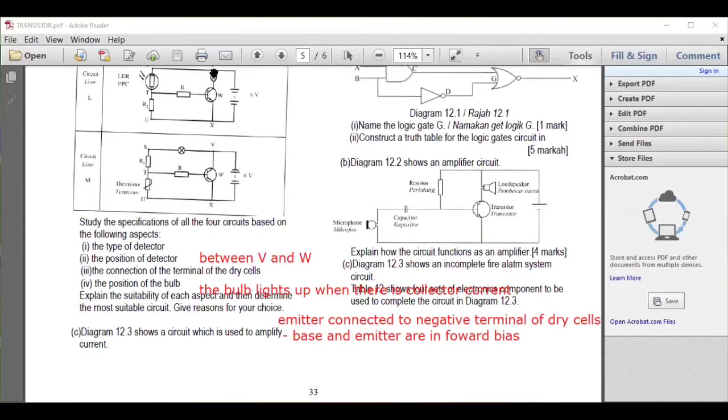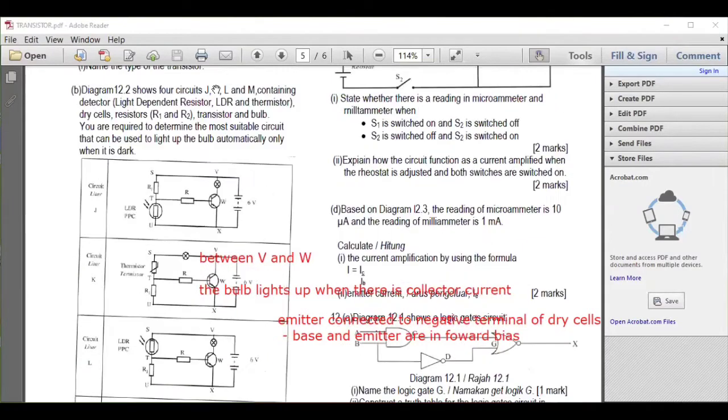Because when there is collector current here, then only the bulb lights up. No collector current, the bulb will not light up. So if there's collector current, the bulb will light up. When there's no collector current, the bulb will not light up.